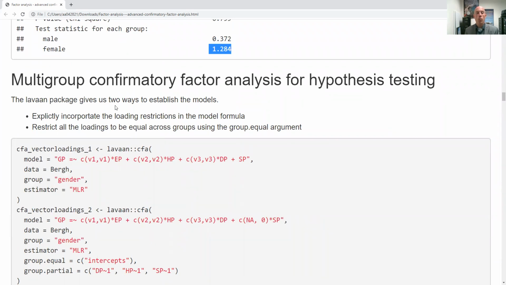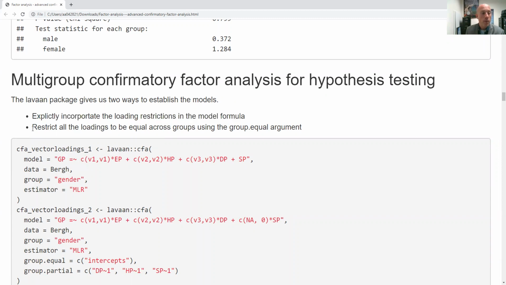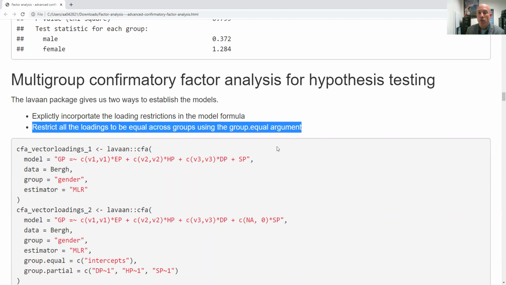All right, so now we want to take a look at multi-group confirmatory factor analysis, but this time, instead of having different models that we're comparing, we want to run hypothesis testing. In this situation, the lavaan package gives us two ways to declare how we're going to approach this. We can explicitly incorporate the loading restrictions in the model formula. I'm going to call it the vector version because you have a vector multiplying your indicator variable in the formula. The other way is to use the equal across groups parameter to specify what's going on.